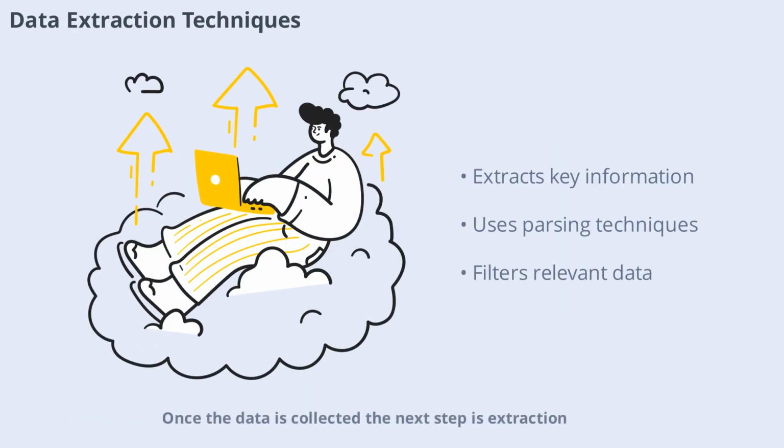Once the data is collected, the next step is extraction. Data extraction involves identifying and pulling out the most relevant pieces of information from the raw web content. This could mean extracting product prices from e-commerce sites, headlines from news portals, or user comments from forums. Techniques like regular expressions, HTML parsing, and machine learning are commonly used. Effective extraction ensures that only useful data moves forward for analysis.